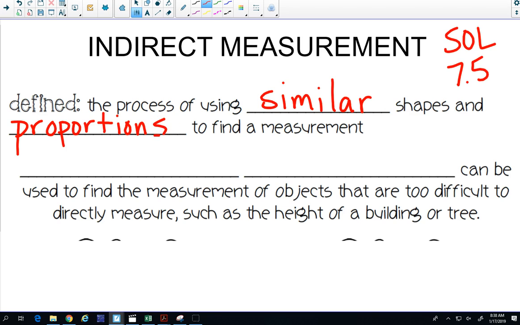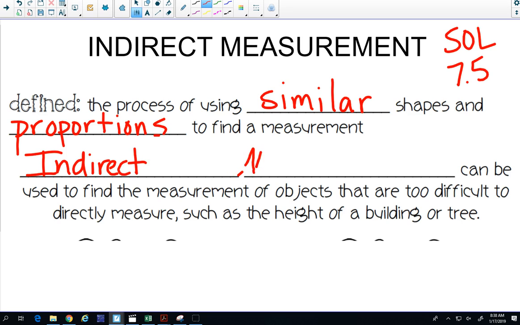And we've already done that. You guys, we've already been looking at relationships between triangles, rectangles, trapezoids in order to find missing measurements. So what we're talking about today is indirect measurement. It's another type of practical problem that we can solve using proportions.